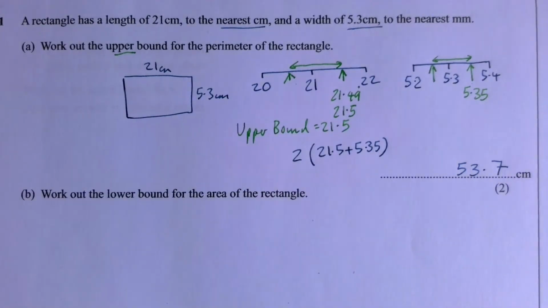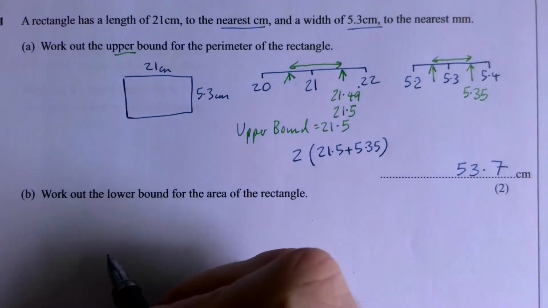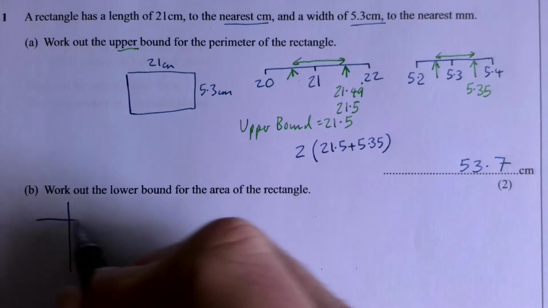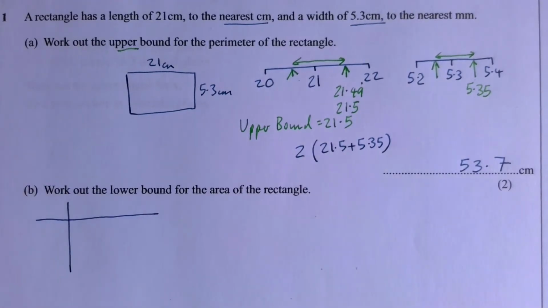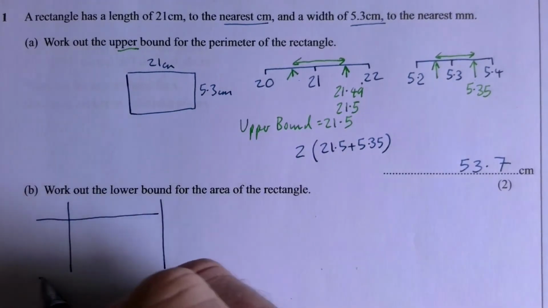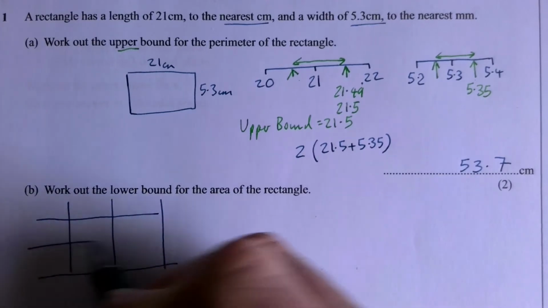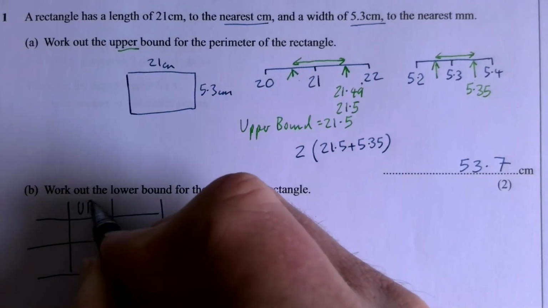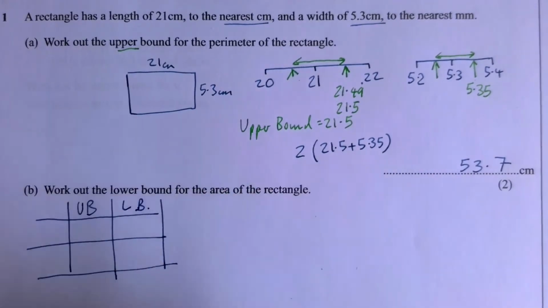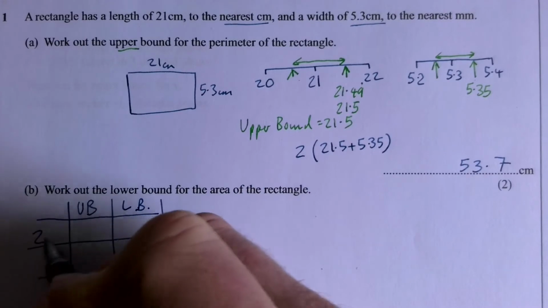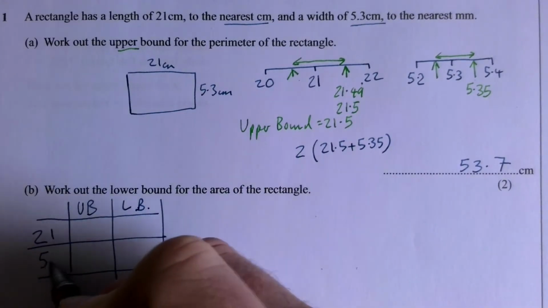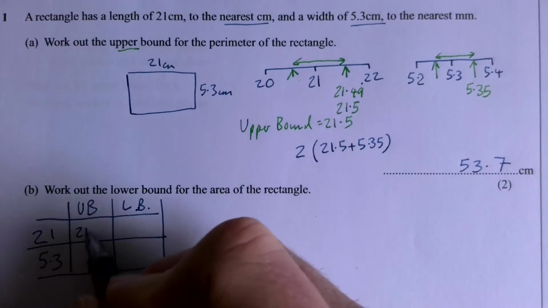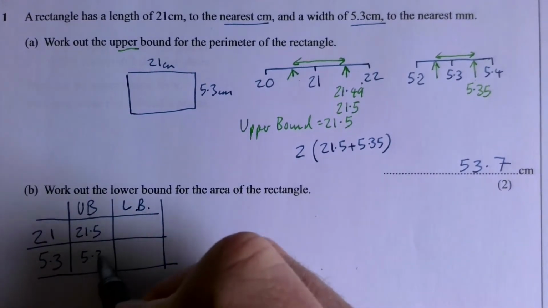Now the lower bound for the area of the rectangle. Normally when we have these bounds questions, and particularly if they're going somewhere, a really nice way to get to your working marks is to make a bounds table. So just looking at what we've had already, if we say upper bound and lower bound, you've got your 21 centimeters, you've got your 5.3, and our upper bounds were 21.5 and 5.35.